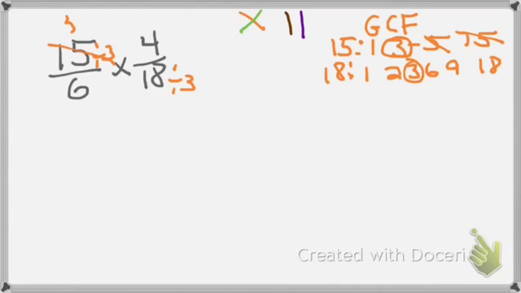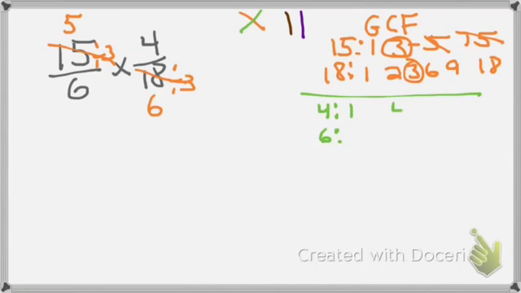And 15 divided by 3 is 5. 18 divided by 3 is 6. So I'm done with the orange portion of my X. I need to move on to the green portion of my X, which are my 4 and my 6. And I will need to go ahead and find the GCF of both 4 and 6.